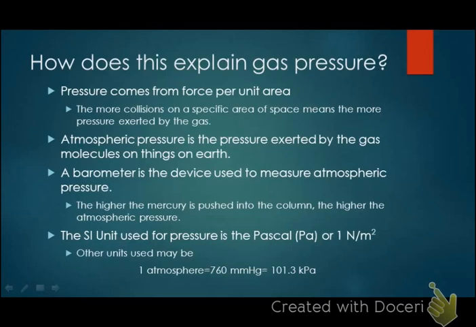Now, when we think of atmospheric pressure, this is what we usually talk about when they say you're at sea level or below sea level or above sea level. This is the pressure that's exerted by molecules in the air on different matter on the Earth, based on the location and the elevation of that area. How we measure this is with a tool called a barometer. The higher the mercury is pushed up into the column, the higher the atmospheric pressure is pushing down on the mercury inside the pan. The unit that we're going to utilize for this is called the Pascal, or to express it in terms of physics, 1 Newton per meter squared.